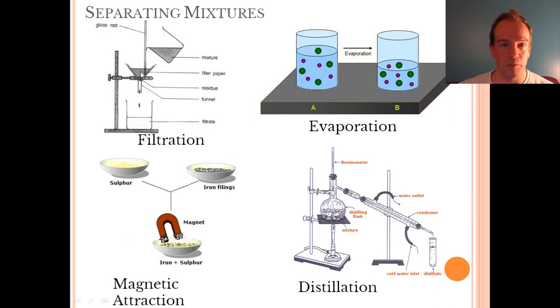Filtration, we have a funnel, we put filter paper in it, and whatever the bigger stuff is left behind, the smaller stuff goes through. In evaporation, the liquid evaporates or boils off, and we're left with whatever solid stuff is behind. Magnetic attraction, we use a magnet to take out whatever is attracted to the magnet, probably iron, nickel, or cobalt. And in distillation, you can separate 2 liquids using an apparatus like this.